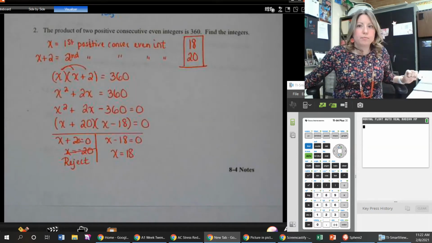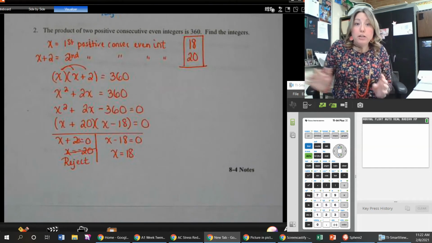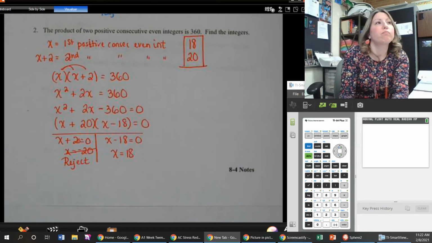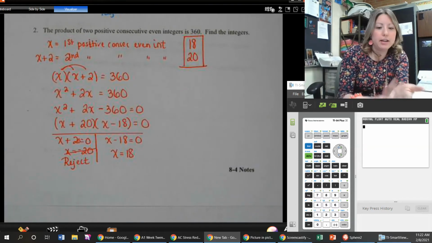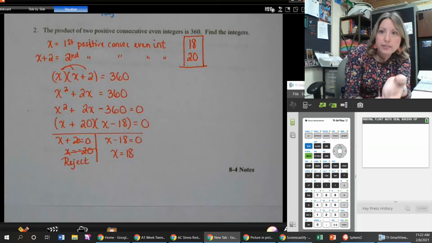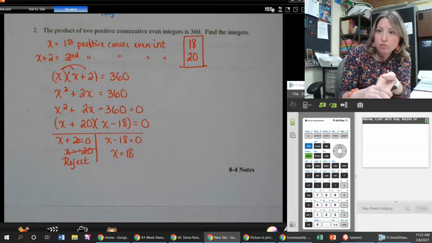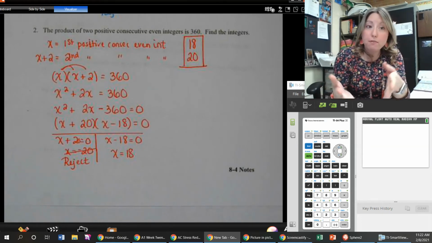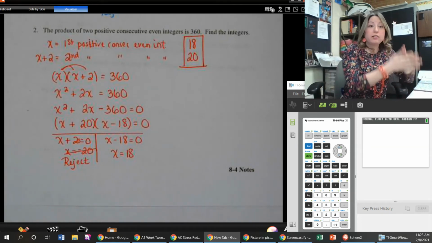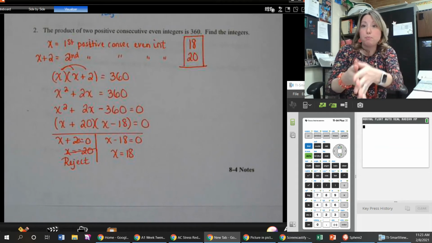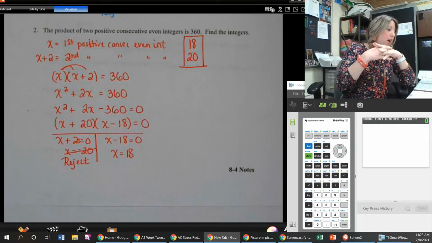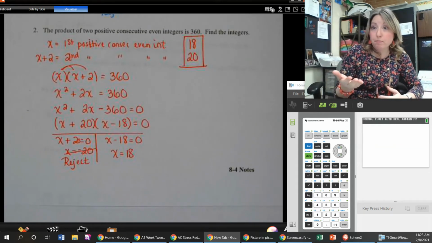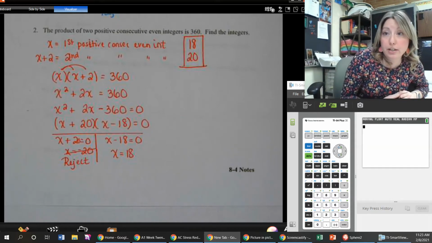Go. Okay. So my answers are 18 and 20. And that makes sense. 18 and 20 are positive, consecutive, even integers. They multiply together to give me 360. How I found that was x is equal to my first consecutive positive even integer, and x plus 2 is my next one, and I multiplied those together in an equation.